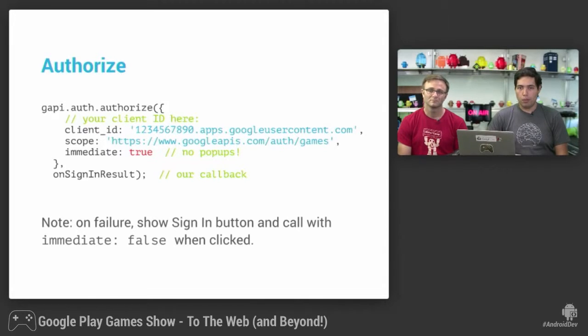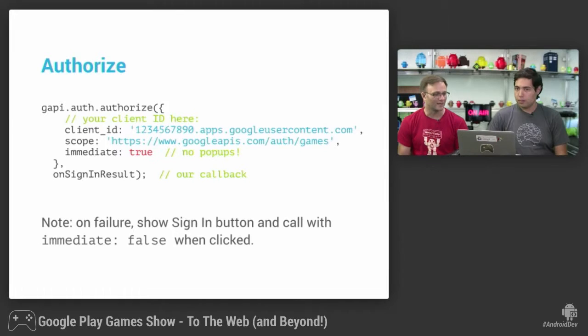And then if you call with immediate equals false, that means that pop-ups may be shown, which means that you should first try to authenticate with immediate equals true, and then if that succeeds, well, that's very good. And if that fails, you can call again with immediate equals false once the user clicks a sign-in button.